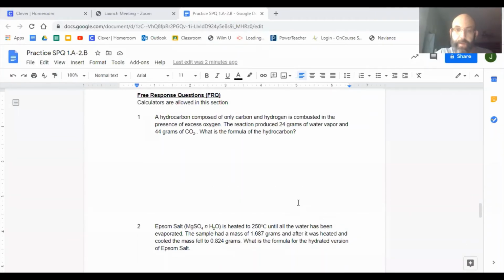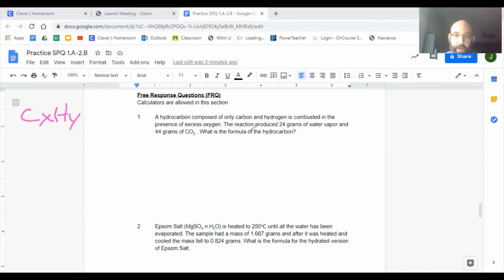Okay, so we're going to solve now the 3 FRQ questions. Number 1, a hydrocarbon is composed of just carbon and hydrogen and is combusted in the presence of oxygen. The reaction produced 24 grams of water vapor and 44 grams of CO2. What is the formula for the hydrocarbon? So our hydrocarbon starts out looking like this. And using the laws of conservation of mass and mole ratios, we're going to work backwards from our products to determine what X and Y are.